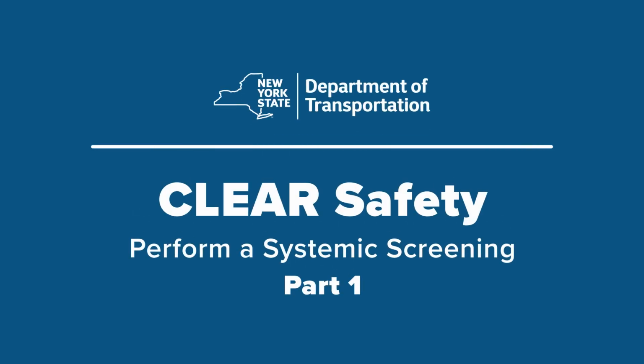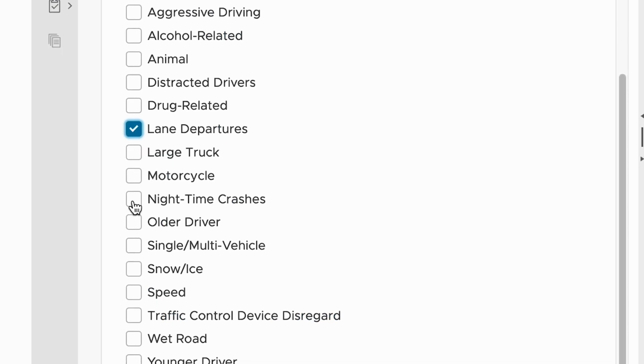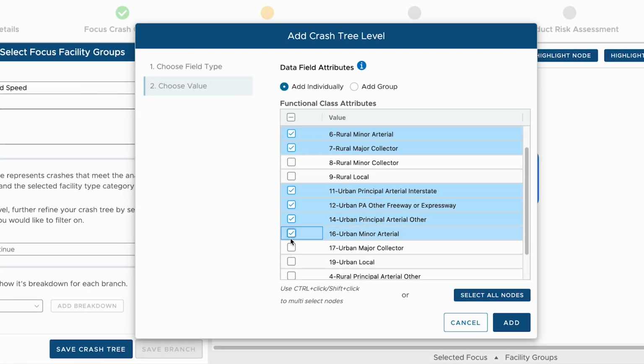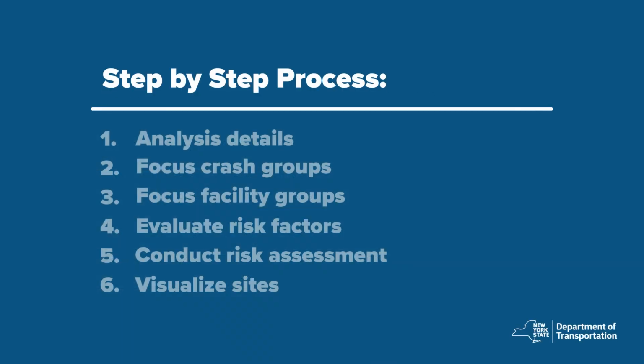In this two-part training, we'll guide you through the process of performing a systemic screening. A systemic approach to safety identifies risk factors and pinpoints unsafe roadways to prevent crashes and other dangers. In Part 1, we'll cover the first three steps of the process. 1. Analysis details. 2. Focus crash groups. 3. Focus facility groups. In Part 2, we'll review the final steps, evaluate risk factors, conduct a risk assessment, and visualize sites. Let's get started.